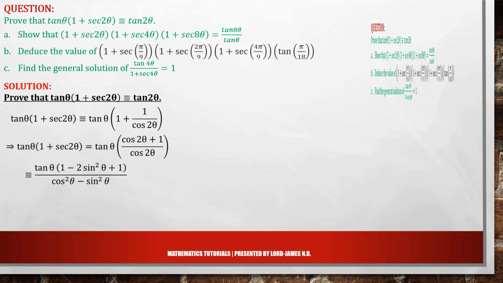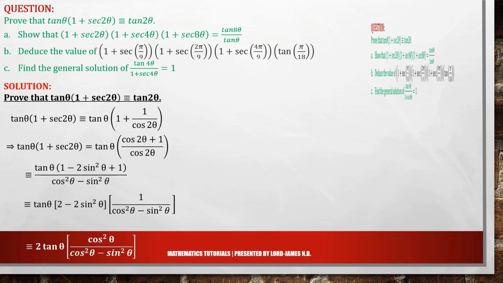If we simplify, 1 plus 1 will definitely give us 2. So we have tan theta times 2 minus 2 sin squared theta, all multiplied by 1 on cos squared theta minus sin squared theta, which is still our cos 2 theta. Now we can factor out 2, and what will be left is 1 minus sin squared theta. From the first Pythagorean identity, cos squared theta plus sin squared theta is equal to 1, so 1 minus sin squared theta is cos squared theta.